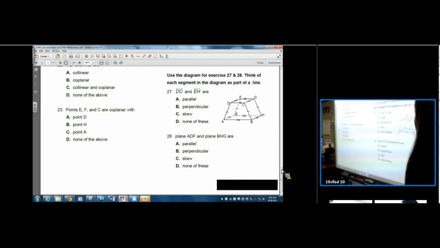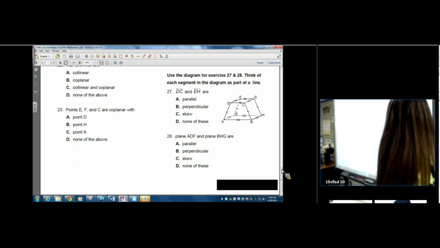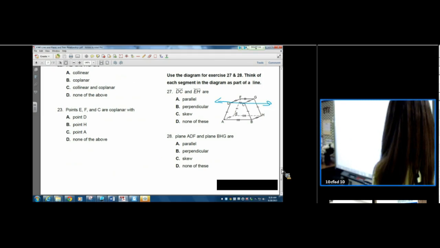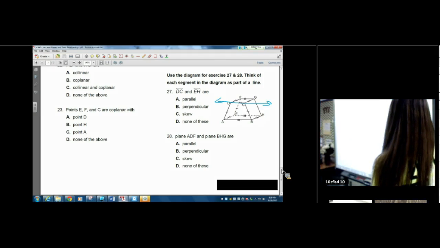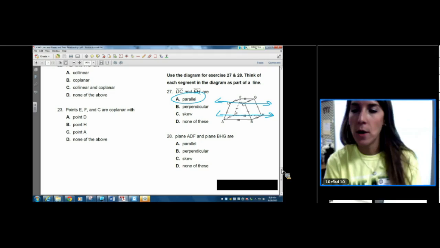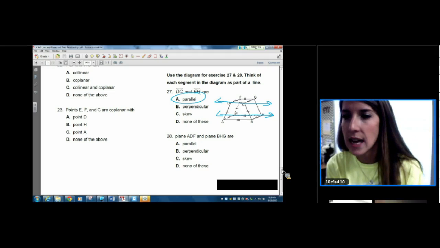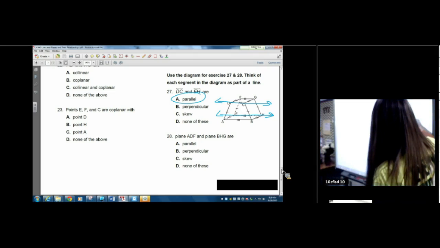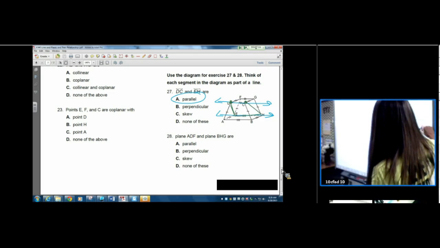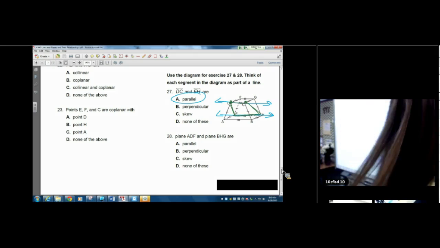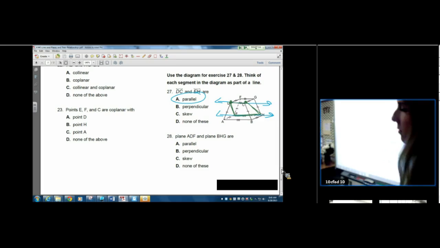Think of each segment in the diagram as part of a line. 27. DC and EH are parallel. They're both going left-right. They're going in the same direction. They're coplanar, because look at this. I could take a plane, and I could grab both of those lines. They're not skew. They are coplanar.